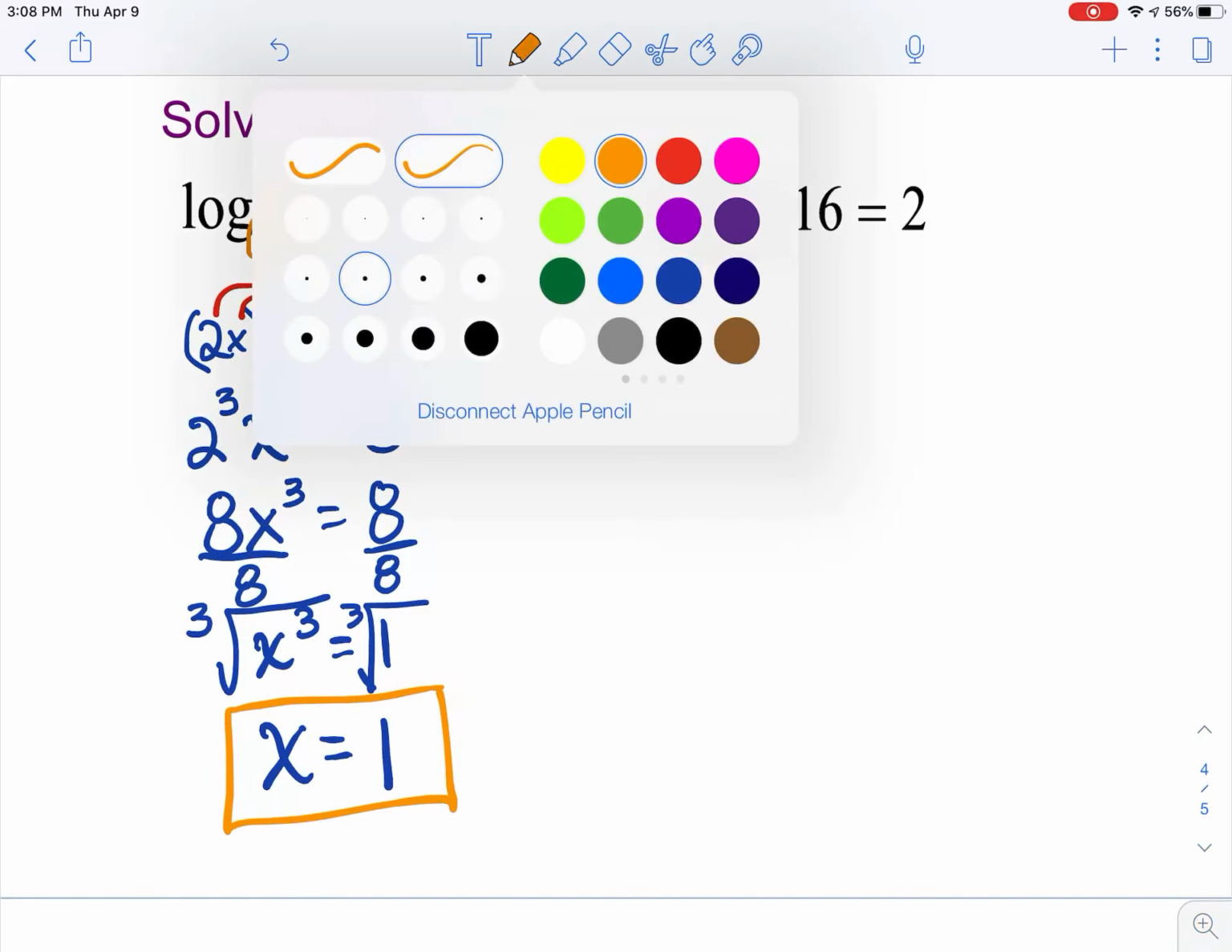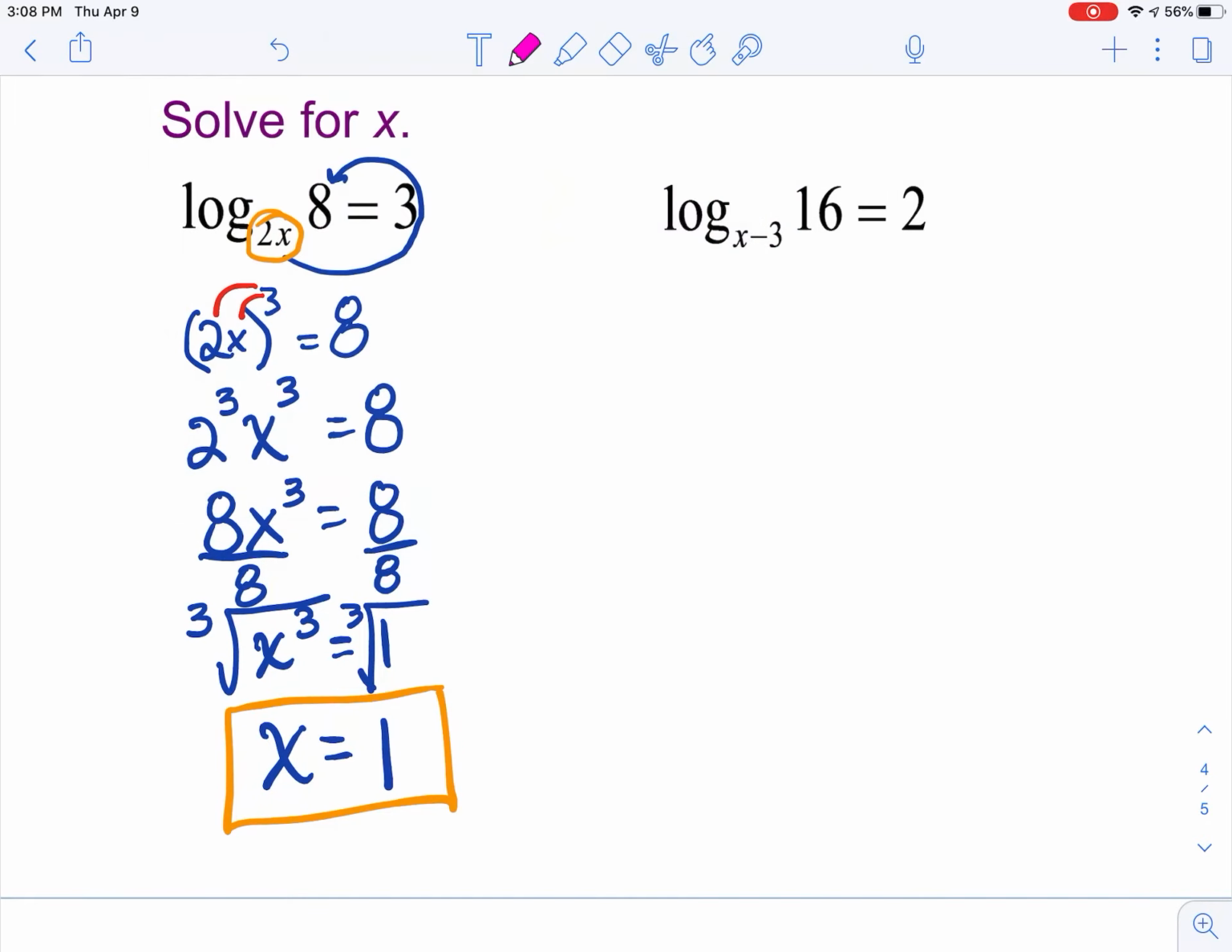And then our next one. Here's our base. 2 to the second equals 16. So (x minus 3) squared equals 16.